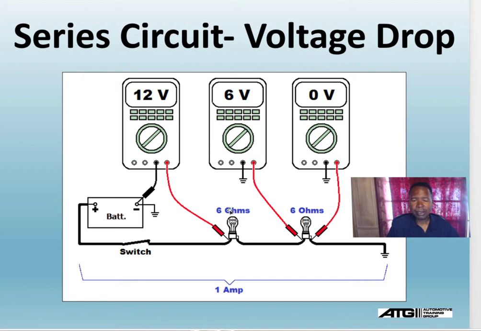So if this drops 6 volts, what that's telling me is that it's going to be 6 volts after it's used up here. The remaining is going to be another 6 volts. So I'm going to have 6 volts remaining here for the next light in line. Since there's 6 ohms and 1 amp in this circuit, a 6 volt drop here and 6 here, the 12 volt battery is used up.